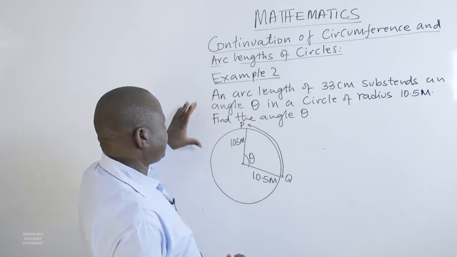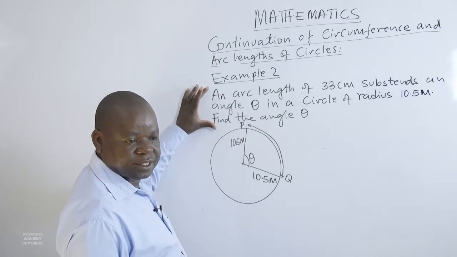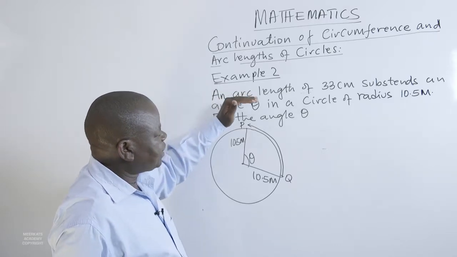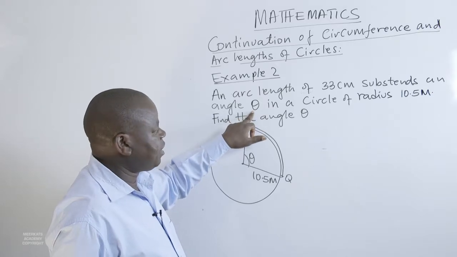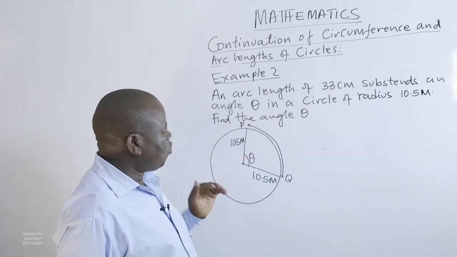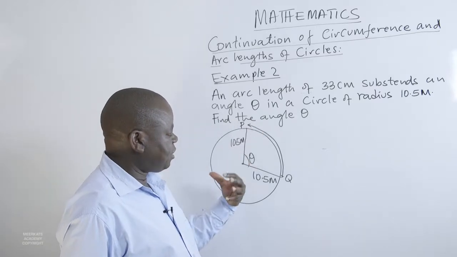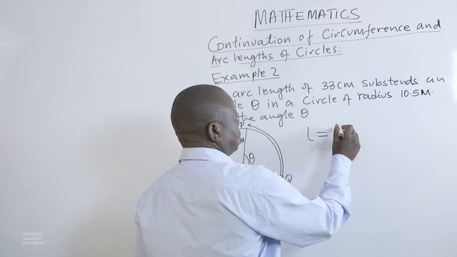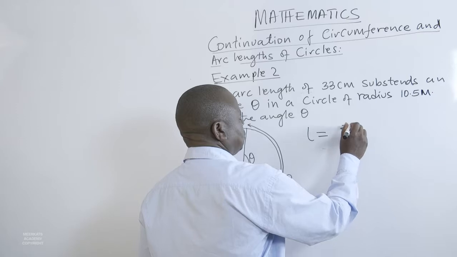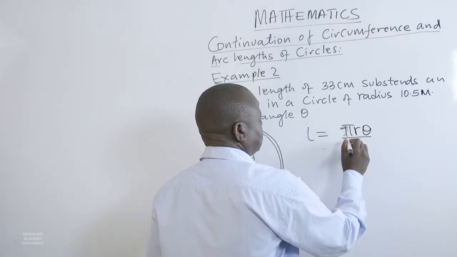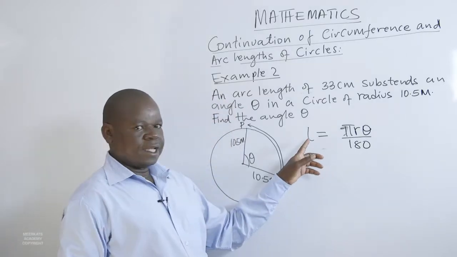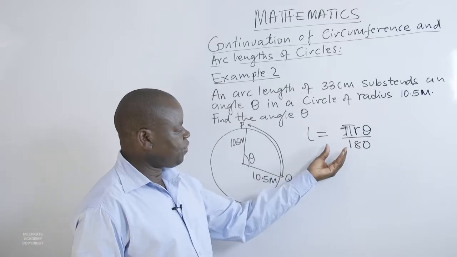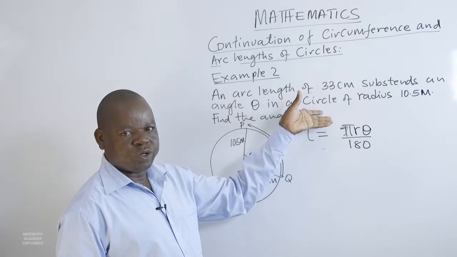So you can see now we have another example, but this is a more advanced one from what we did earlier. Now this question asks us to find the angle subtended by this particular arc length. So what we do, you first of all state the general formula, which is L is equal to pi r theta over 180 degrees. So you do the first basic substitution on what you have been given.